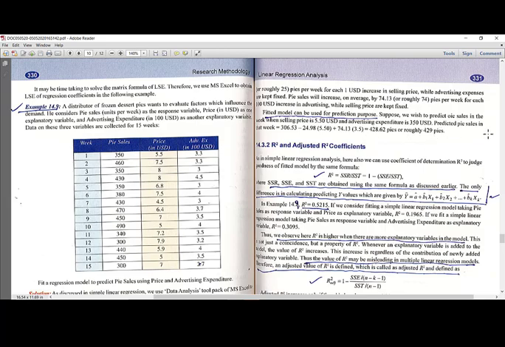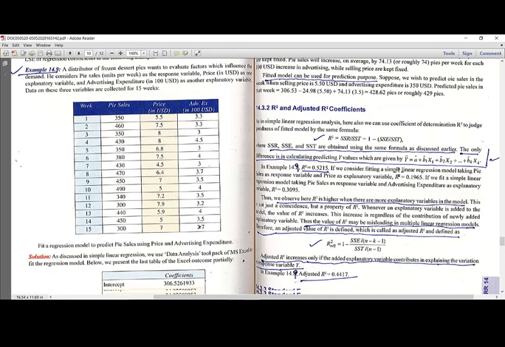So what we have done is predict the pie sales in the week when selling price is $5.5 and advertising expenditure is $350. Here, this column is in terms of $100, and 3.3 means it is actually $330. That is why this $350 is written here as 3.5. So our predicted pie sales is approximately 429 in that particular week, when the selling price is $5.5 and advertising expenditure is $350.